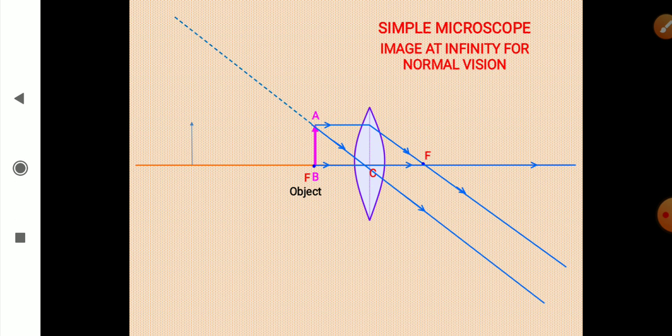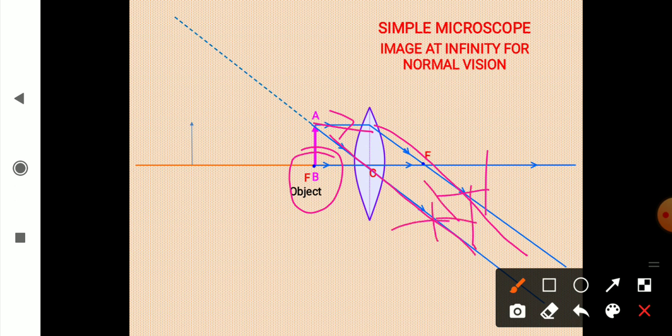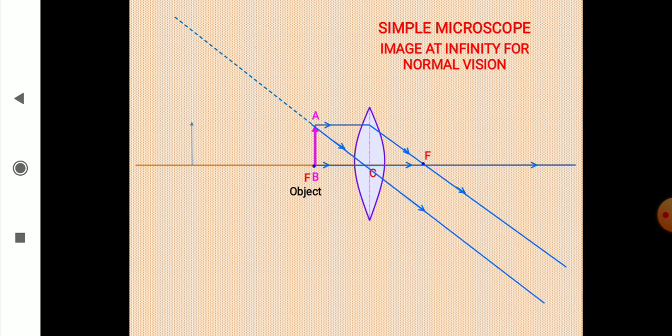Now to make the image at infinity, you know the condition that the object must be placed at the focus of the lens. So now the object AB is placed at the focus of the lens, and so this ray, which is coming parallel to the principal axis, passes through the focus, and this one through the optic center. They become parallel. So if you watch from here, these rays are parallel and they appear to be coming from infinity. So we can imagine that the image is formed at infinity, right? That means it is normal vision.